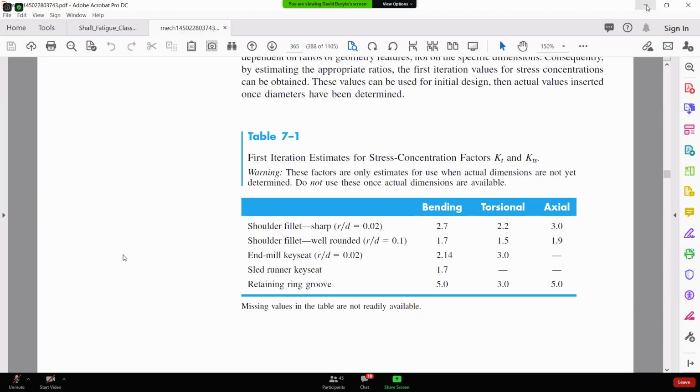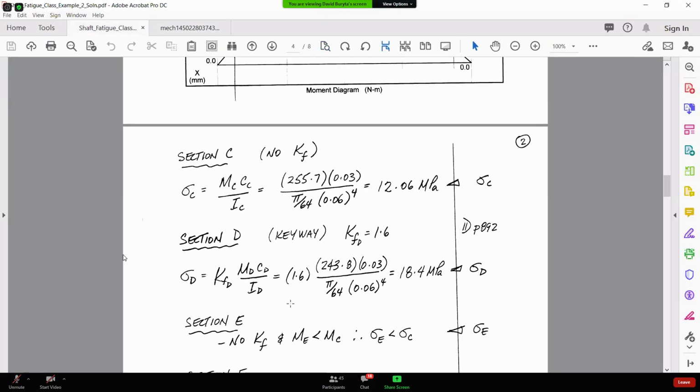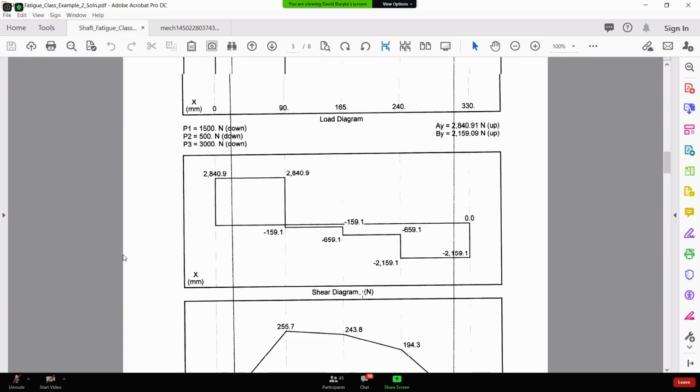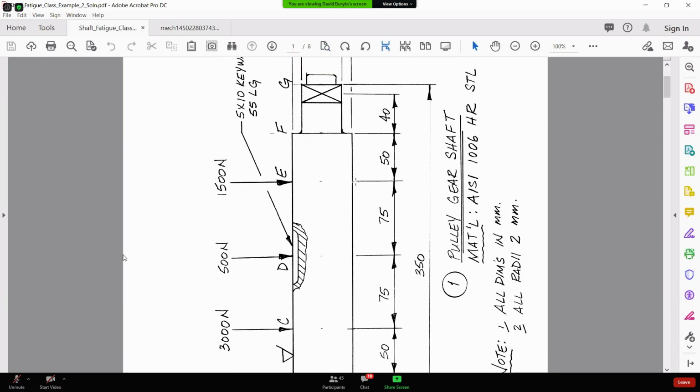So that being said, if we come back to this example again, I see that after I calculate my Mc over I for the keyway, I multiply by the fatigue stress concentration factor that I got from the other reference, and I see that the maximum stress at D is going to be 18.4 megapascals. Now, at E, if you go back to the diagram, again, there's no stress concentration factor here, right?